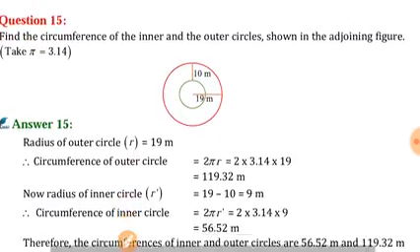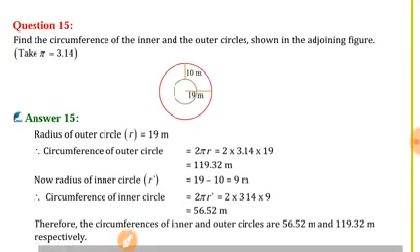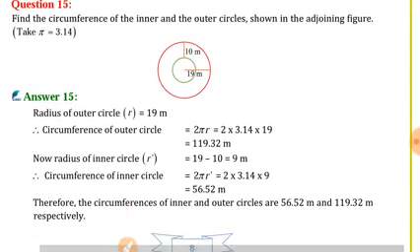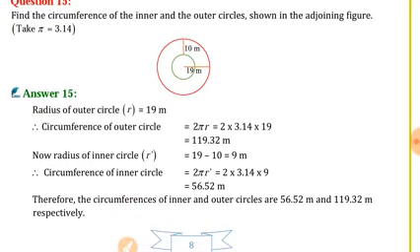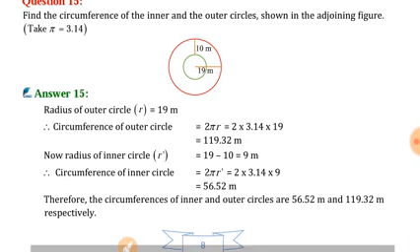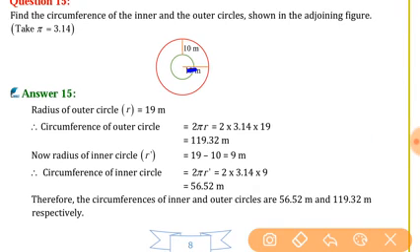Then the 15th one, find the circumference of the inner and outer circles shown in the adjoining figure. So the outer circle radius is 19 centimeter. In this 19, there is 10 outside, so inside it is 9. So the smaller circle radius is 9 and the outer is 19. So find the circumference of each.